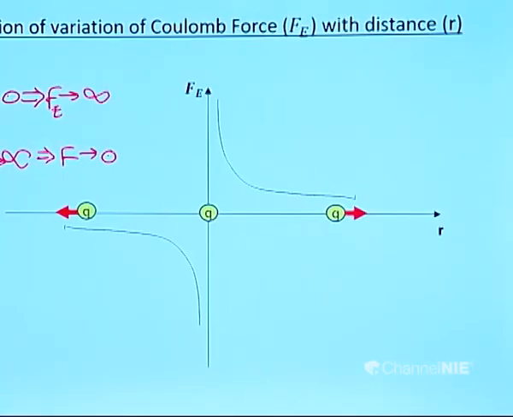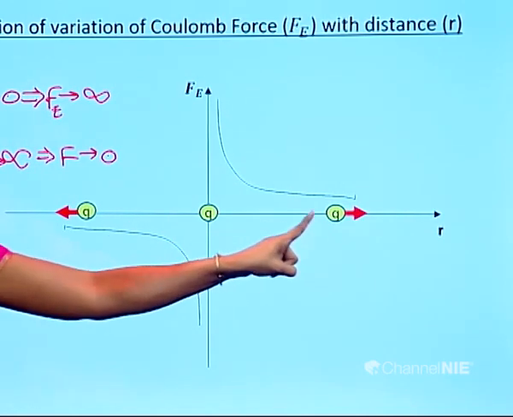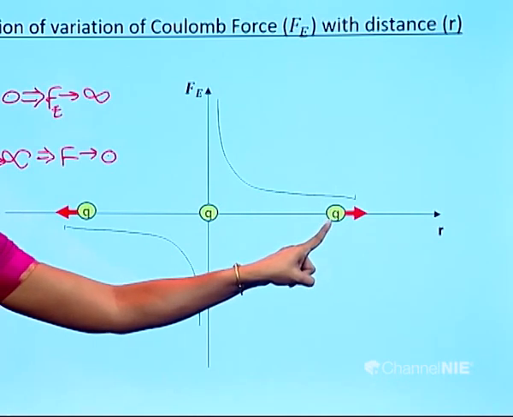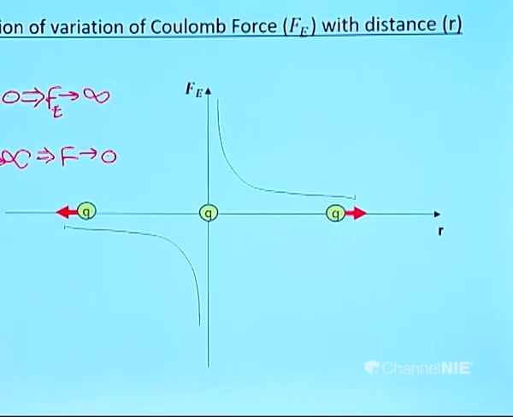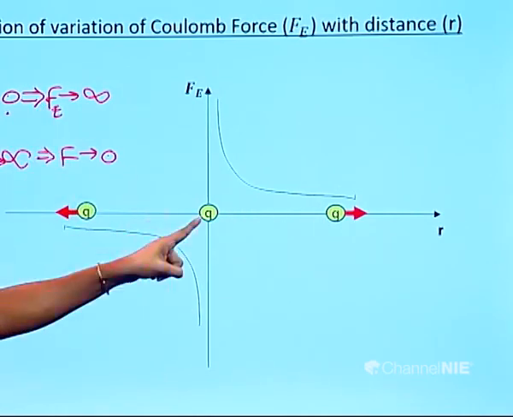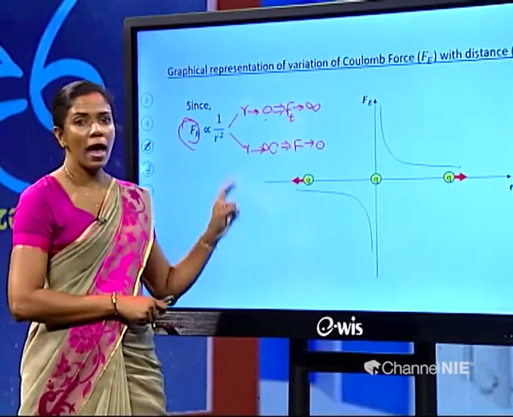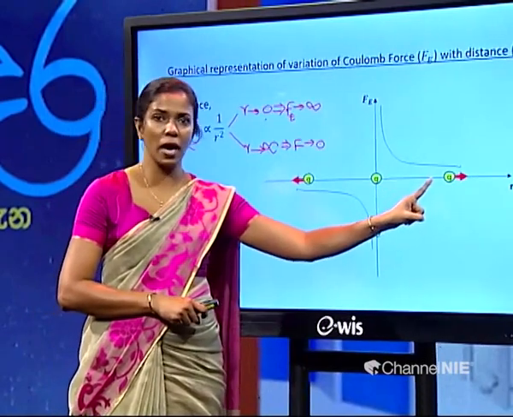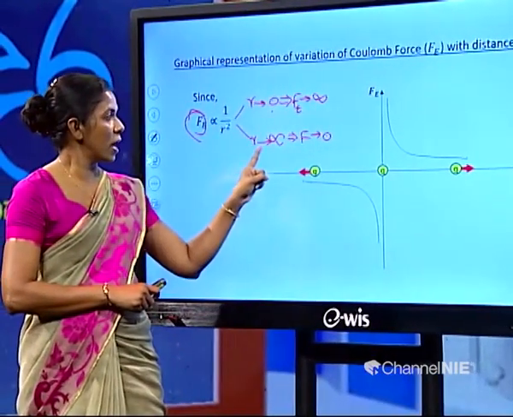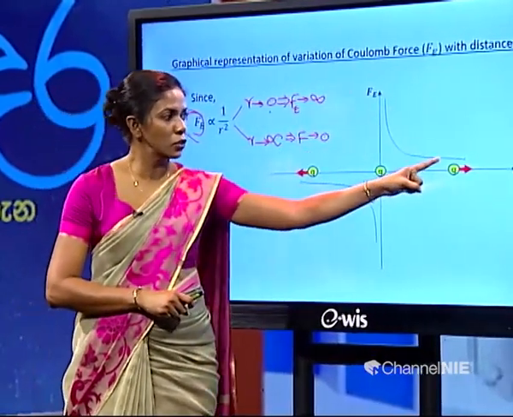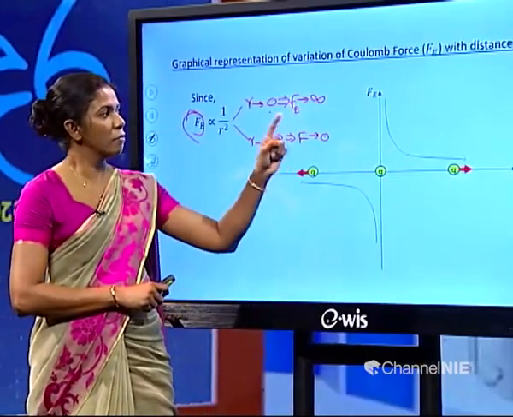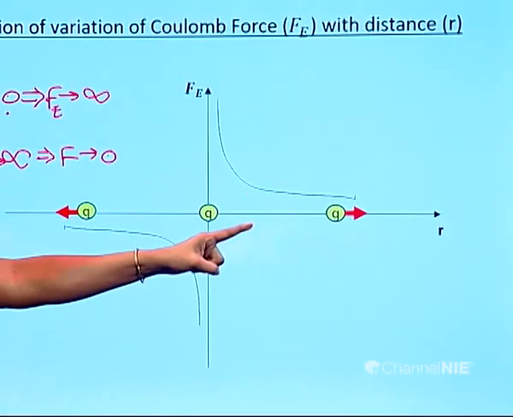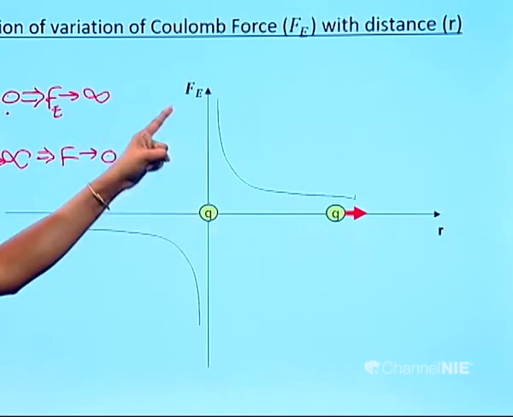If you now look at the two figures, it is clear that when the distance is smallest, when this charge q is brought near, r is small, and in that case the force tends to infinity. When you move that charge away, r increases, and we see that the force tends to 0. So, it is clear that the variation between Coulomb force and the separation between the charges is of this nature.